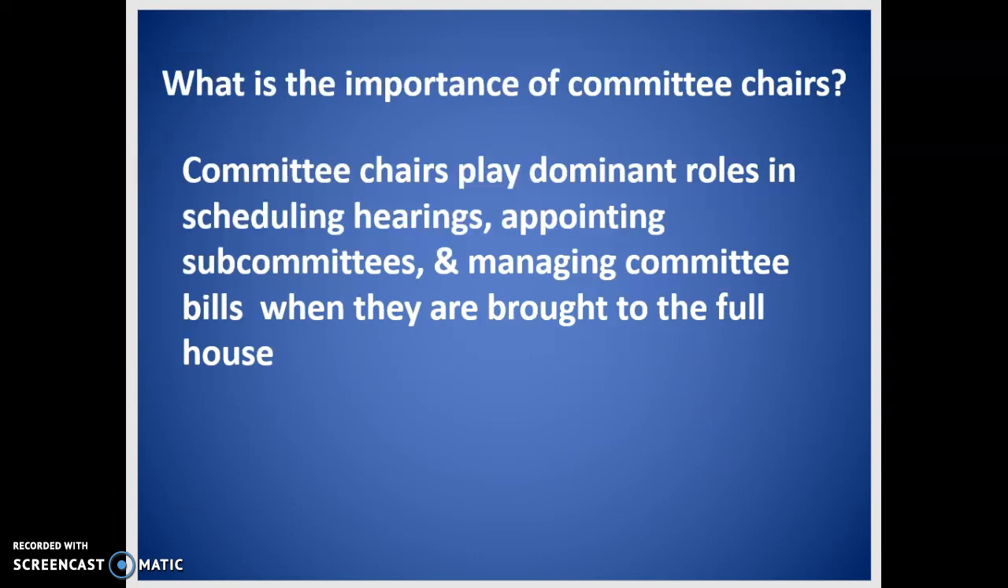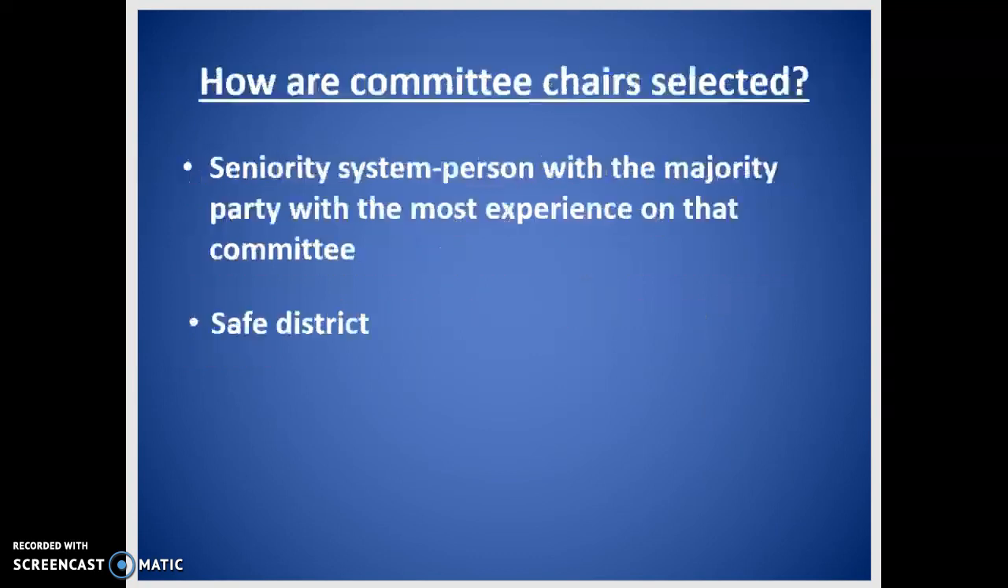So we talked about the poison pill and pigeonholing. They can do that sort of stuff. If they want to get rid of a bill, they can table it and never talk about it. So they have a lot of power.